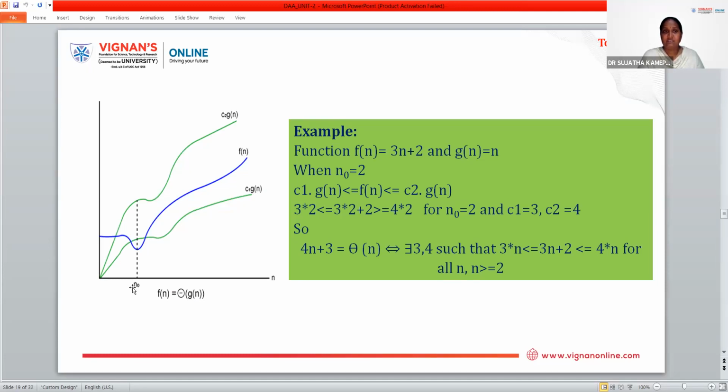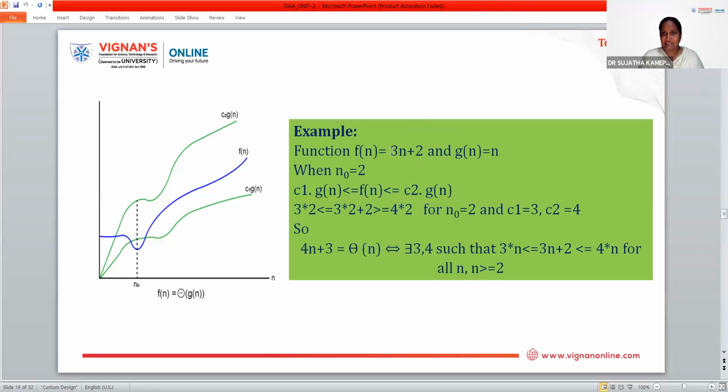Here this notation gives the mathematical representation for that particular definition, and the graphical representation for theta notation is like this. So whatever the values of f of n, c1 into g of n and c2 into g of n before this n naught, from n naught onwards, always c2 into g of n gives the upper value for f of n and c1 into g of n gives the lower value for f of n.